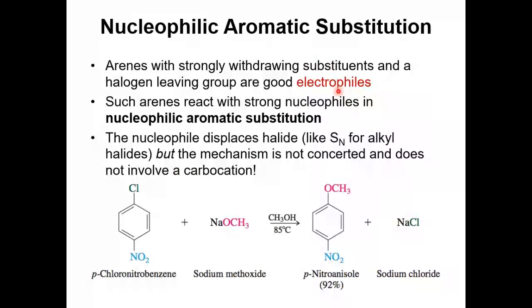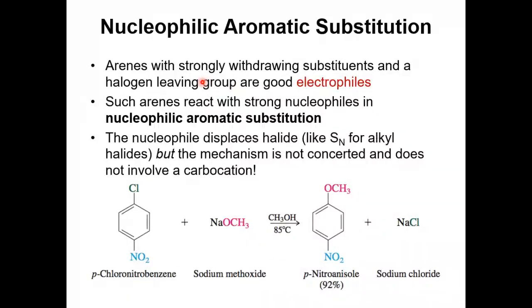Especially if such a compound has a halogen leaving group. As we learned in organic 1, the halogens are generally excellent leaving groups, with the exception of fluorine, because they can take a pair of electrons from the bond connected to them and leave in the form of a halide. Chloride, bromide, iodide are all weakly basic, excellent leaving groups.